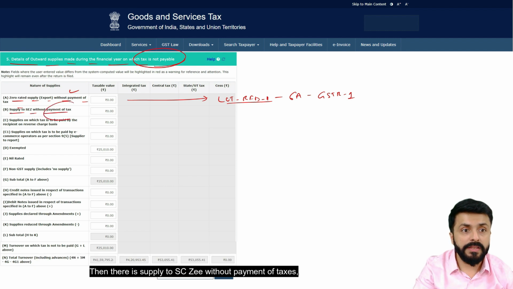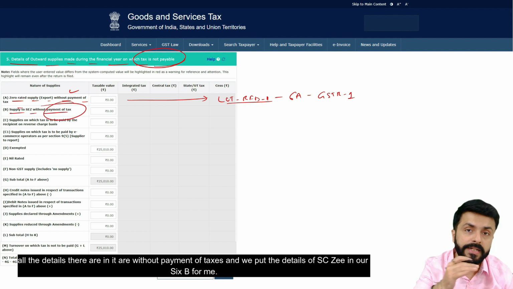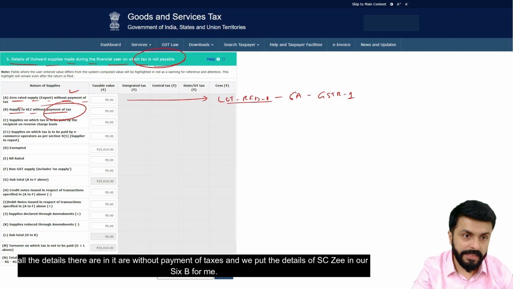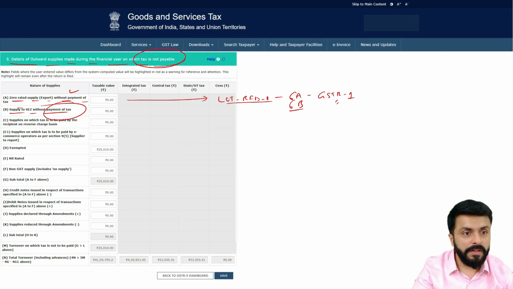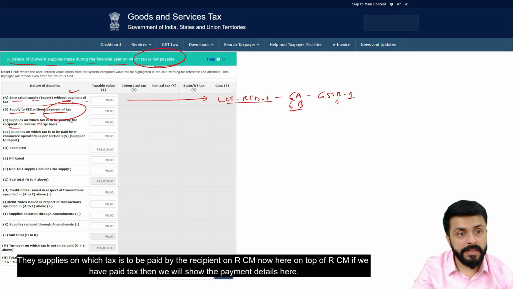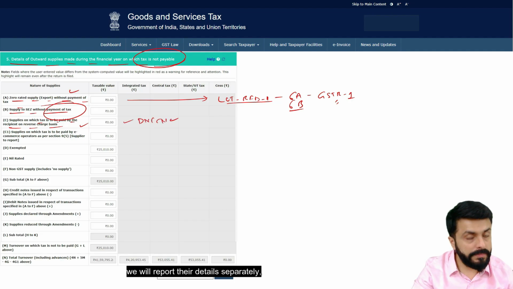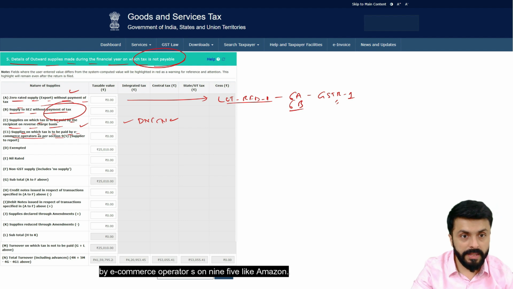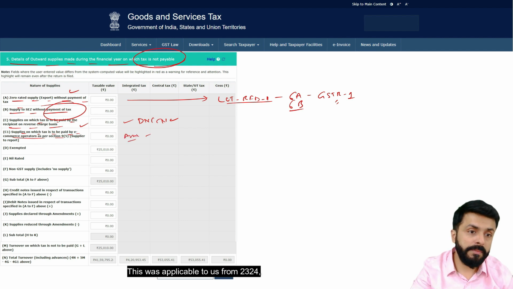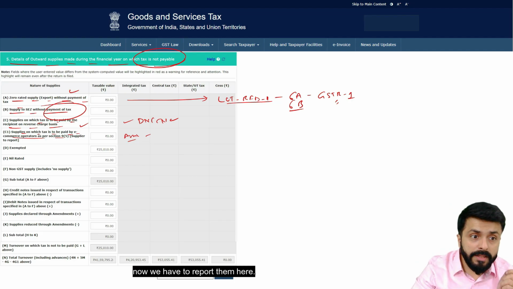Then there is supply to SEZ without payment of taxes. All the details in it are without payment of taxes, and we put the details of SEZ in our 6B. Then the supplies on which tax is to be paid by the recipient on RCM. Now here on RCM, if we have paid tax, then we will show the payment details here. Debit note and credit note, we will report their details separately. Then there are supplies on which tax is to be paid by the e-commerce operator under section 9(5), like Amazon. This was applicable to us from 2024. Now we have to report them here.